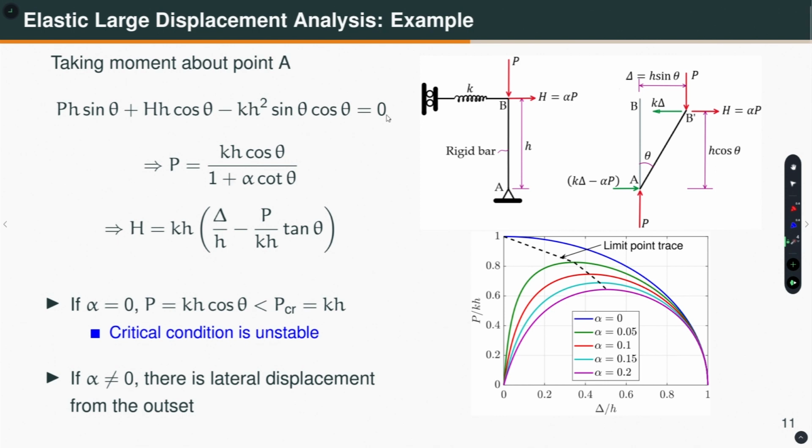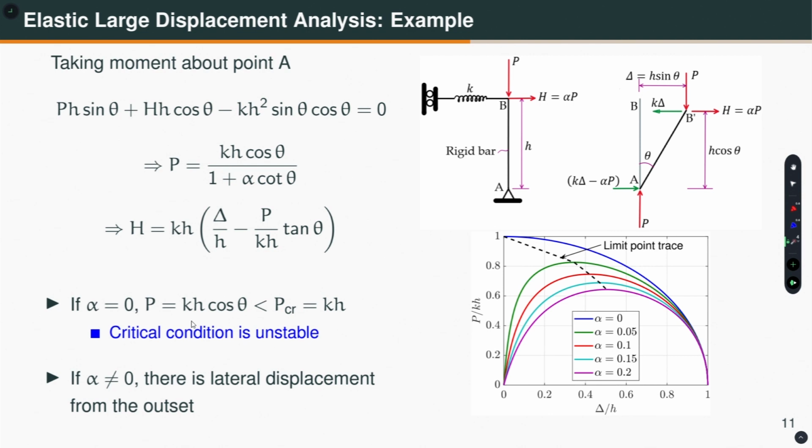Okay. I can also determine from this equation capital H and express it in terms of the applied force P. So, if alpha is equal to 0, that means there is no lateral load applied, then what we get is P is equal to kh cos theta. If theta is small, then cos theta is equal to 1. So, P is equal to kh, that is the critical load we established earlier.